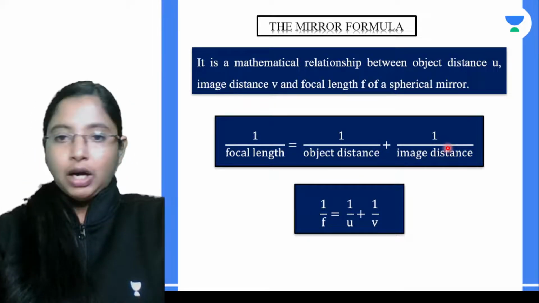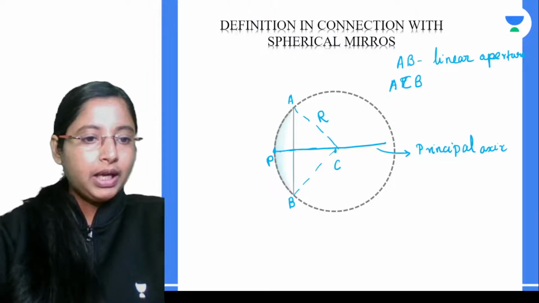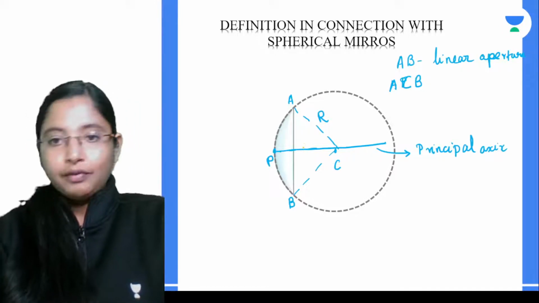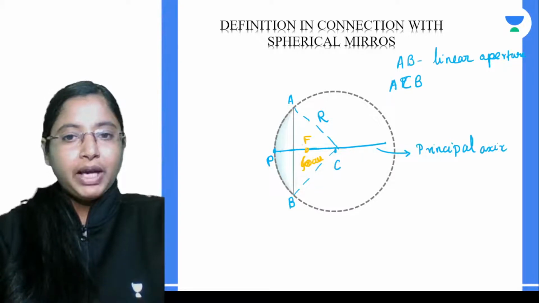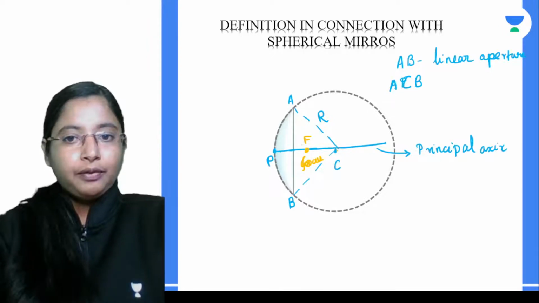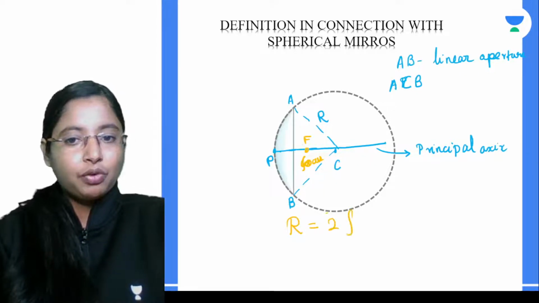One more relationship you need to note is a very simple one. I said where all the rays are focused, we call that the focal point. This is the focal point. From the pole to the focal point is the focal length. Now, from the center of curvature to the pole, any distance you take is the radius of curvature. So the radius of curvature is twice the focal length.